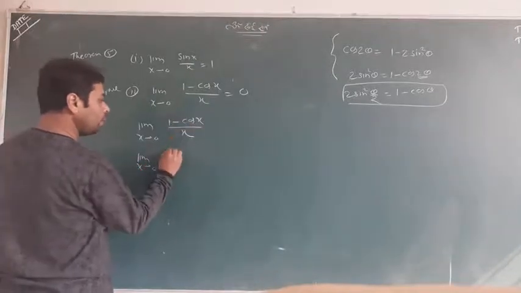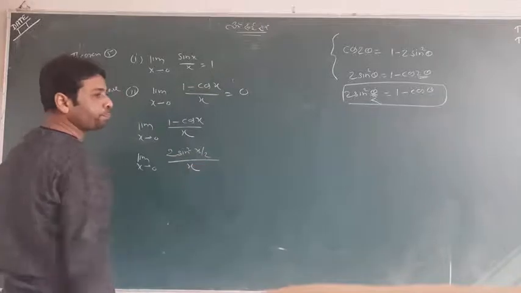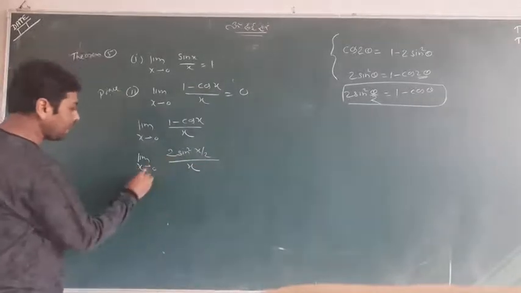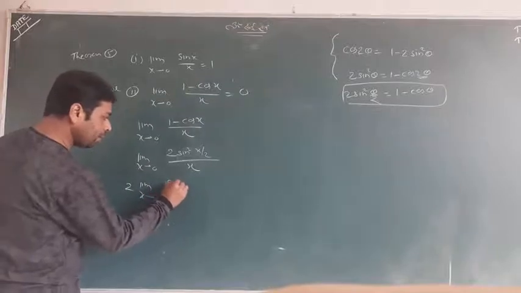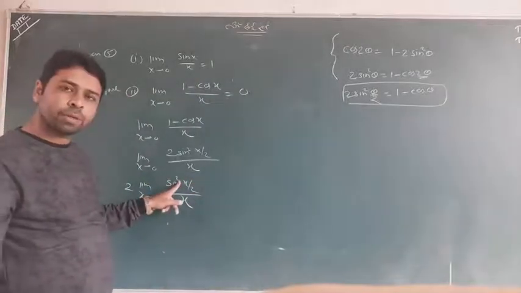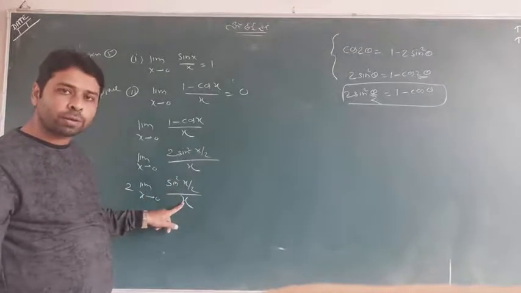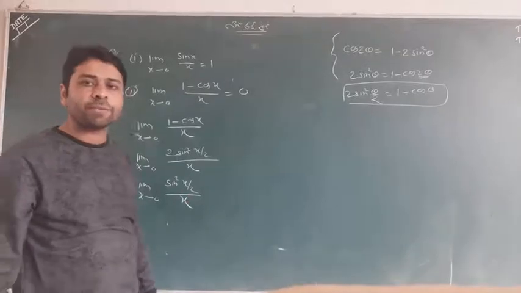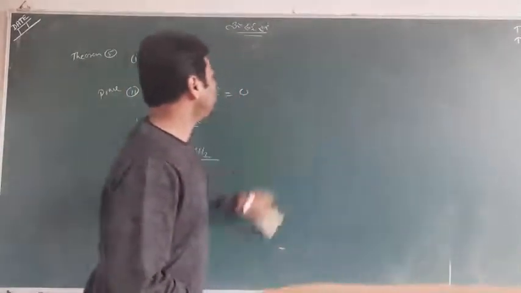By this formula, it is 2 sin square x by 2 upon x. Now this 2 I am writing outside. And you remember that this is a square of sine, so I will make it square also. Recently in case of tan, I taught you this, so I will make the denominator square.